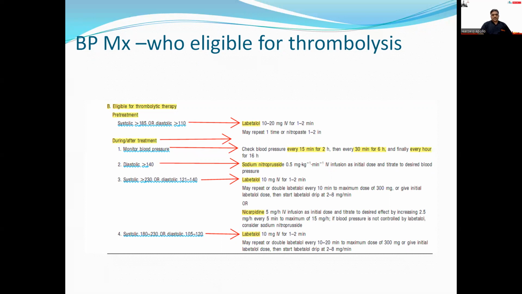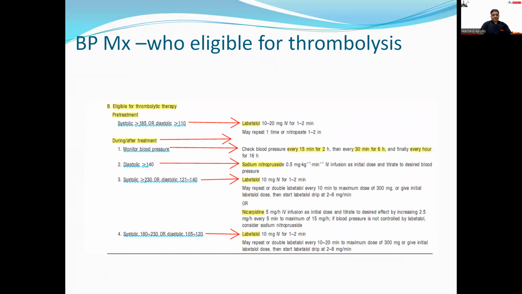If systolic blood pressure is greater than 230 or diastolic is 121 to 140, use labetalol 10 mg IV over 1 to 2 minutes. May repeat or double labetalol every 10 minutes to a maximum dose of 300 mg, or give the initial labetalol dose and then start a labetalol drip at 2 to 8 mg per minute, or use nicardipine 5 mg per hour IV infusion as the initial dose and titrate to the desired effect by increasing 2.5 mg per hour every 5 minutes to a maximum of 15 mg per hour. For blood pressure not controlled by labetalol, consider sodium nitroprusside.